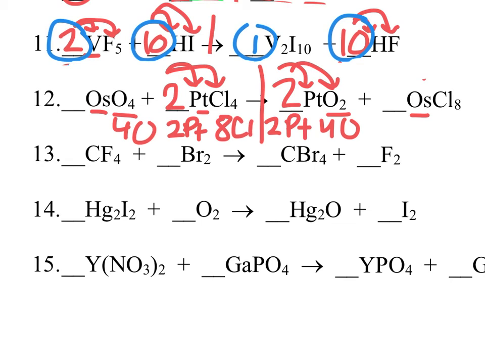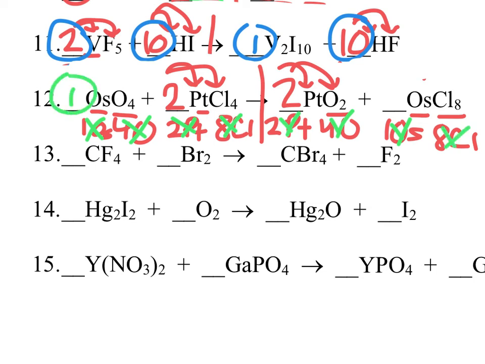All right, let's jump over to here. Ooh, I already have 8 chlorine. Excellent. So those are balanced out. Let's see, what haven't I taken into account? I think osmiums are already 1 each. So let me just triple check to make sure everything naturally balanced out. 1 osmium, 1 osmium. 4 oxygen, 4 oxygen. 2 platinum, 2 platinum. 8 chlorine, 8 chlorine. Nice. This ends up being 1, 2, 2, 1 to balance that out.